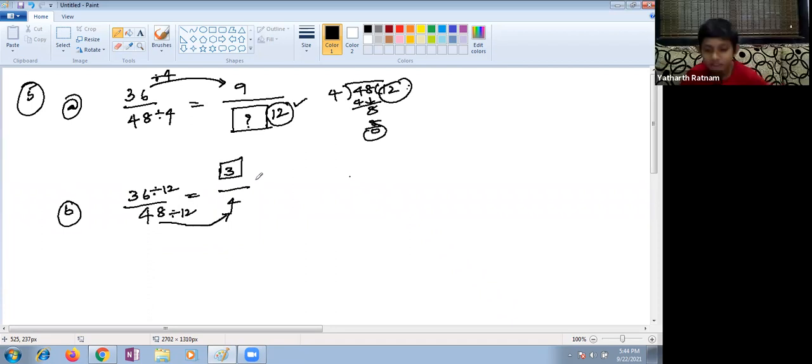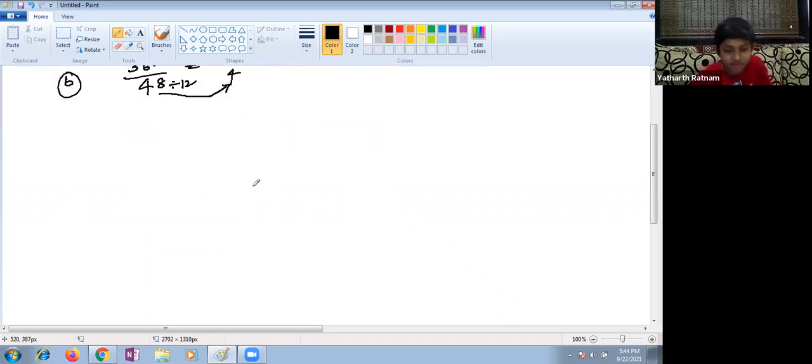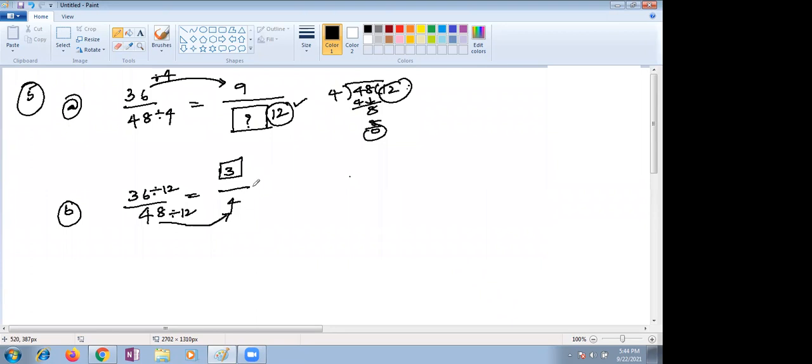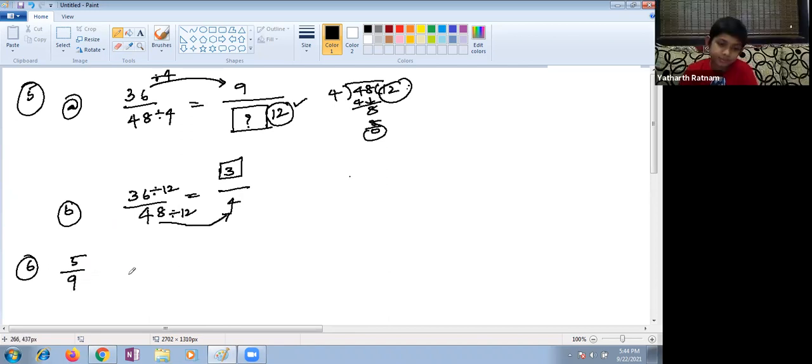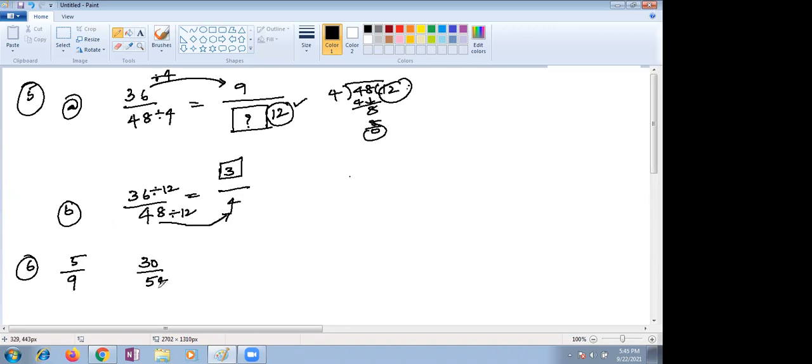Now, ma'am, you can give more. Yes, we will go with the next part. Here, you need to check whether the given fractions are equivalent or not. First you try your own method, children. I will give you a simple technique for this. 5 by 9 is equal to 30 by 54 or not. Check whether both are equal or not.